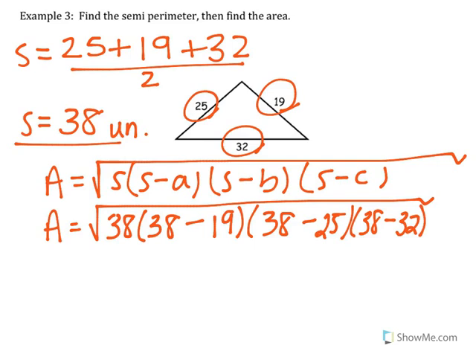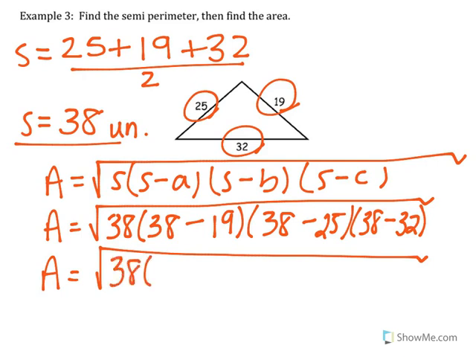Okay? So now what are we doing from here? We're going to clean this up a little bit. Before I plug this whole mess into my calculator, I wouldn't plug it in at the last step. I would clean up 38 minus 19, 38 minus 25, 38 minus 32, because if you just plug it all in and you're not really careful, you might get the wrong answer. So I have the square root of 38. 38 minus 19, of course, is 19. 38 minus 25 is 13. And then 38 minus 32 is, of course, 6.